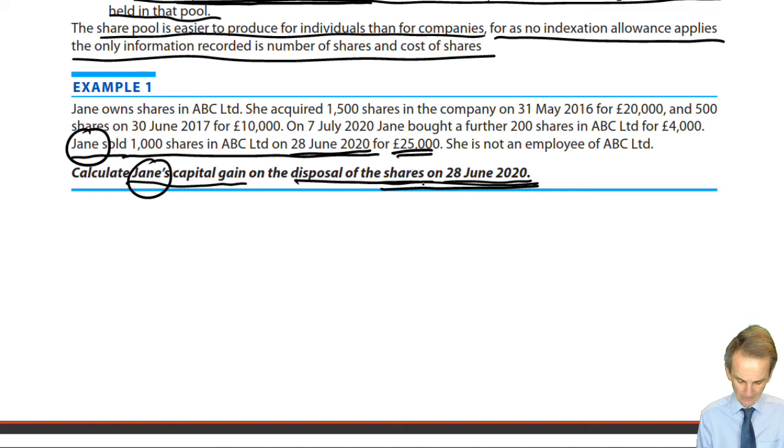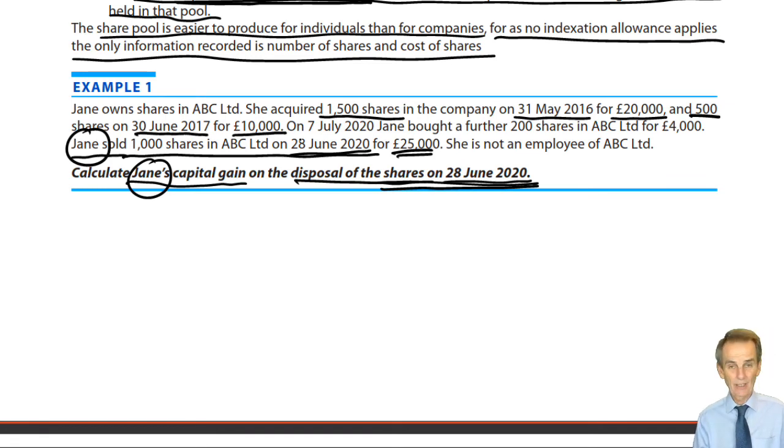So what have we got? Jane owned shares in ABC Limited. She acquired 1,500 shares, 31st of May 2016, £20,000. Very clearly, prior to the disposal, they will be in the share pool. 500 shares on the 30th of June 2017, £10,000. Again, prior to the disposal, they are in the share pool.